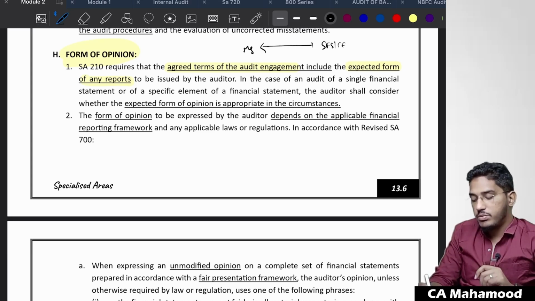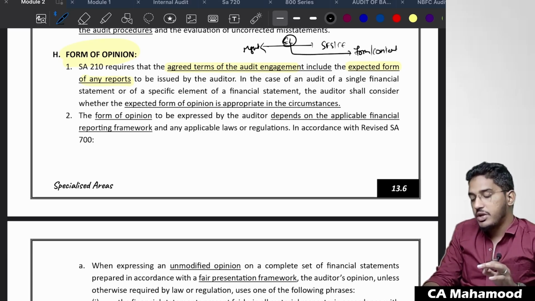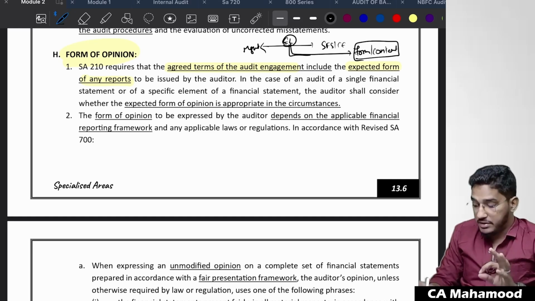So basically, when you are asked to do the audit of a single financial statement or specific element, the management and the auditor both will draft the engagement letter, right? In the engagement letter itself, you have to agree on what should be the format of the audit report and what should be the content of the audit report. So the form and content of the audit report should be agreed in the engagement letter.